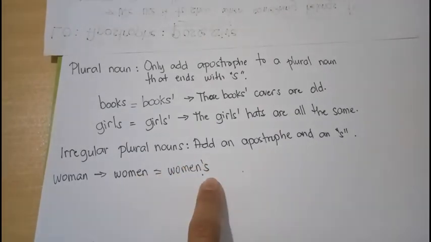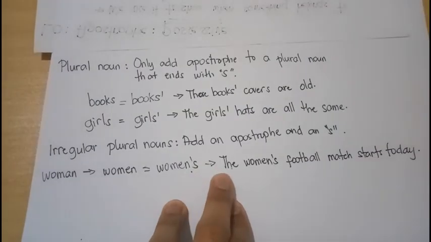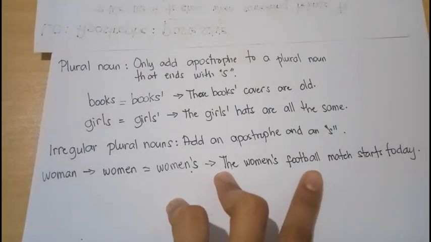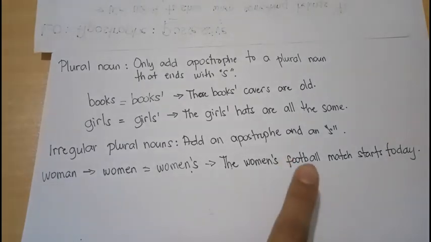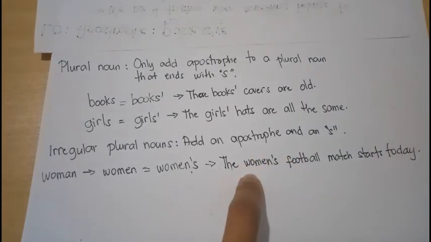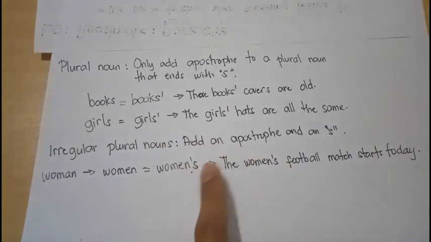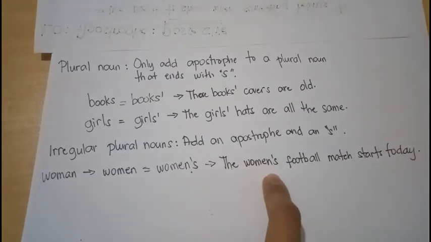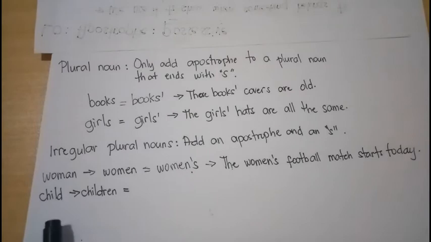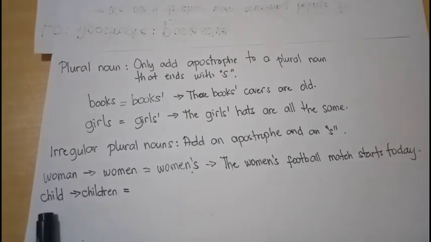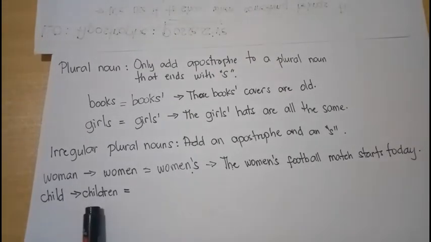I'm going to use this in a sentence so that you'll see the meaning. The women's football match starts today. Whose football match? It's the women's football match. So that is how you use it in a sentence. Another example, we have child. Child is singular and the plural form of it is children. Again, it doesn't end with the letter S because it is an irregular plural noun.